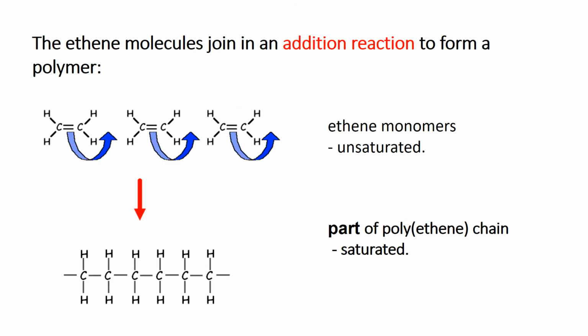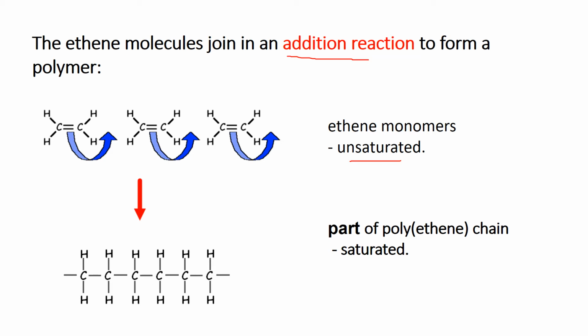So we're going to run over a few examples. We've got ethene. Now, ethene is a small monomer. This is going to be added together. You can see it's an addition reaction because the double bond is going to open up and they're all going to add together. The ethene itself is unsaturated because it's got the double bond.